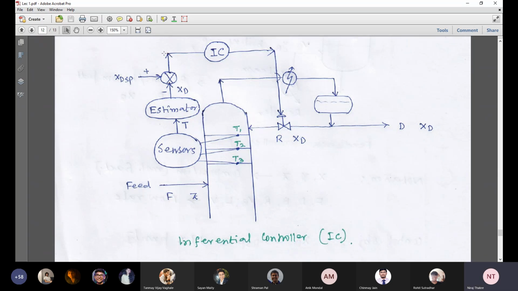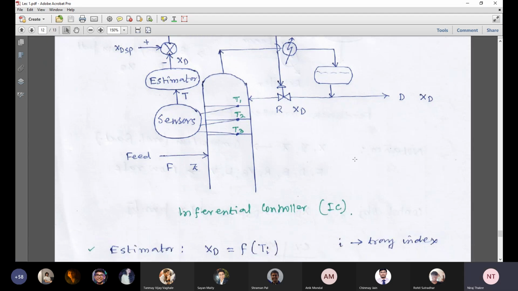And rest is as usual. You see, after measuring this XD, we are comparing with its set point value in a comparator. This is the error signal. Then this is a controller, inferential controller, and the control action is implemented through this reflux rate. Fine. Rest is like a feedback controller. Just the difference exists here.